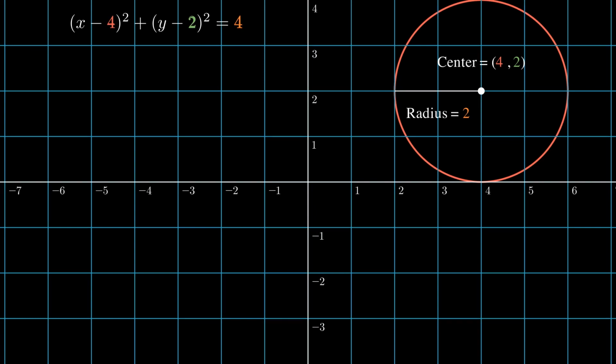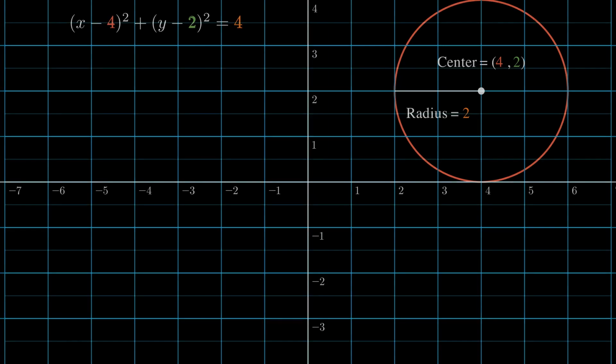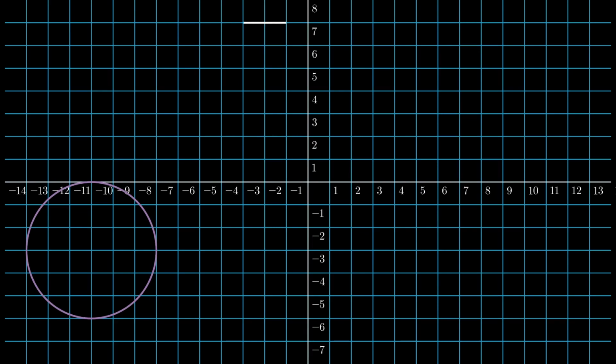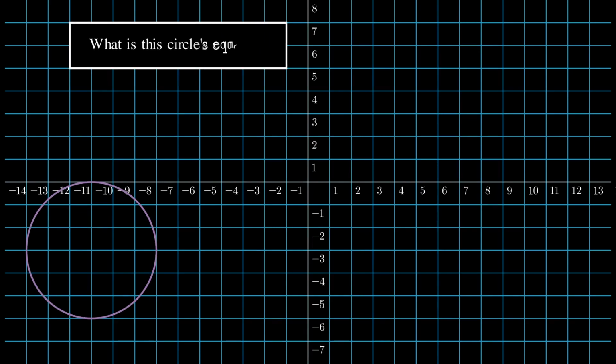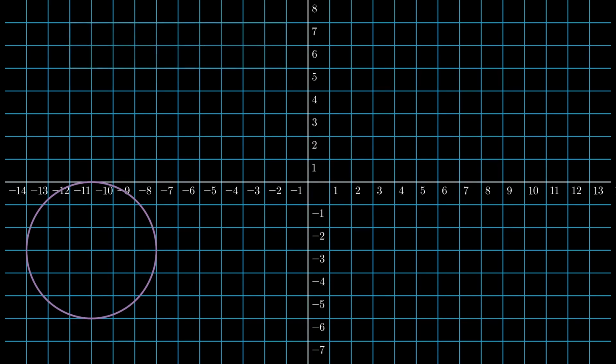Now good job if you got this. Let's have another go at this, but with a different circle. Now this time, I'm going to put this circle in the third quadrant. See if you can find the equation of the circle. Alright, this time it's still the same approach. Let's first write out our x and y coordinates of the center, and then write out our radius.